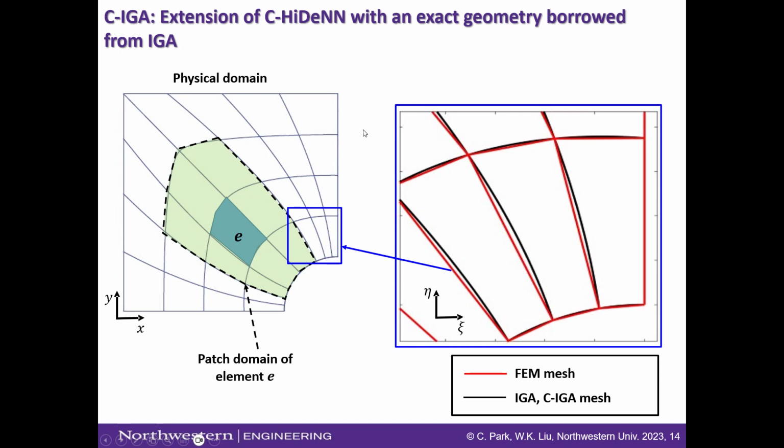So if you look into this problem, a quarter plate with a circular hole, if you construct a finite element mesh, they are linear meshes, right? Their boundaries are just straight lines. But if you construct the same mesh with IGA or C-IGA, you are having the smooth boundaries for that element. That means you are able to reproduce the exact geometry. That is the key idea of IGA and C-IGA.